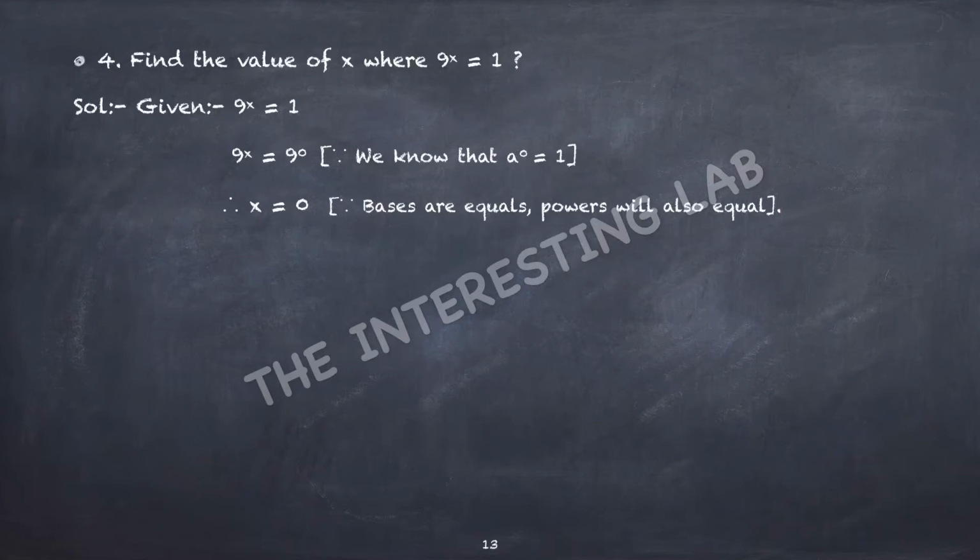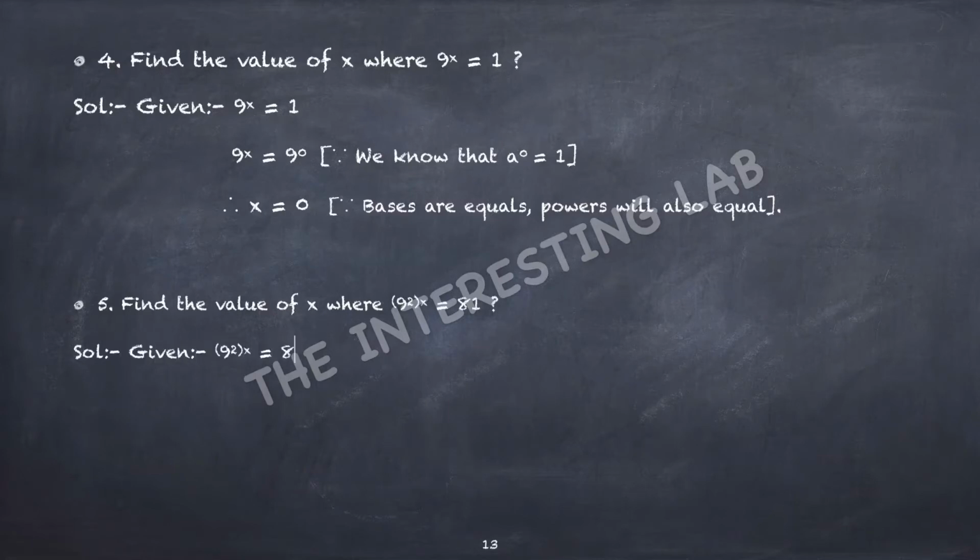5. Find the value of x where 9 square whole power x equals 81. Solution: given 9 square whole power x equals 81. 9 power 2x equals 9 square. 2x equals 2, since bases are equal, powers will also be equal. Therefore, x equals 1.